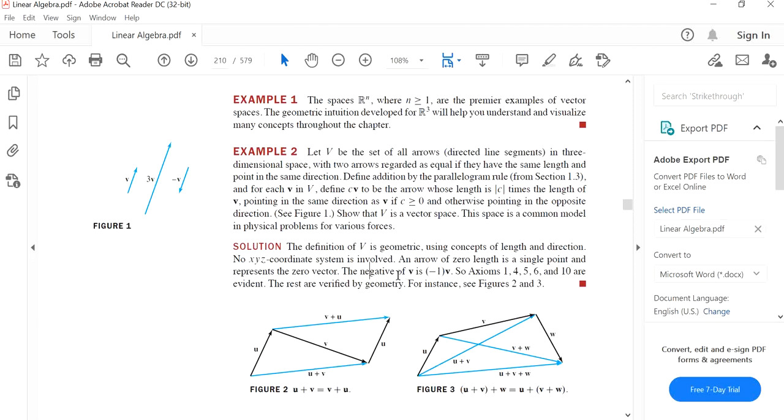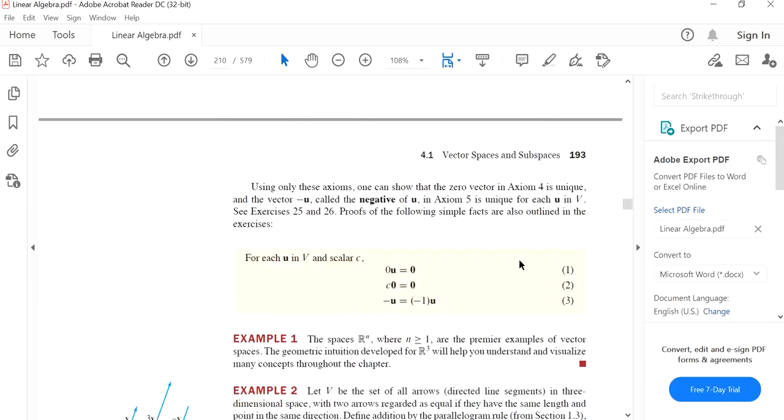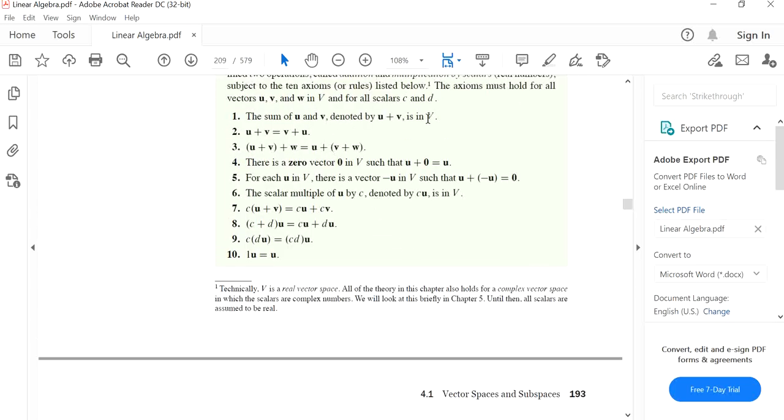We also have, say, if we have a vector v and we multiply it with the scalar -1, we would have a vector in the reversed direction, like here in this figure. So this basically shows that we've proven some of the identities, axioms, sorry, which are axiom 1. So axiom 1 was that the sum is there.